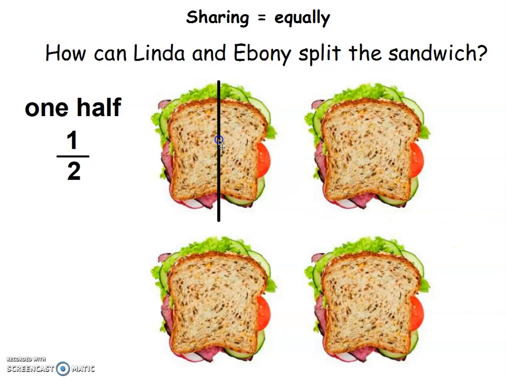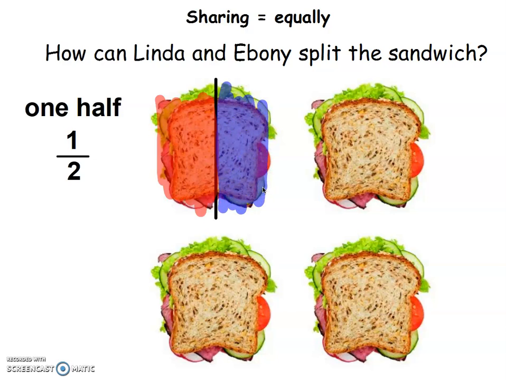I could just go right down the middle, right? Okay, so that is one way. This half, 1/2, this half, another half, okay? And I'm going to color one side red, so this could be for Linda, okay? And then one side blue. So this one could be for Ebony, okay? So we've split our sandwich in half. Okay, another way you could split the sandwich is, yeah, we could split it this way, okay? Splitting it in half.